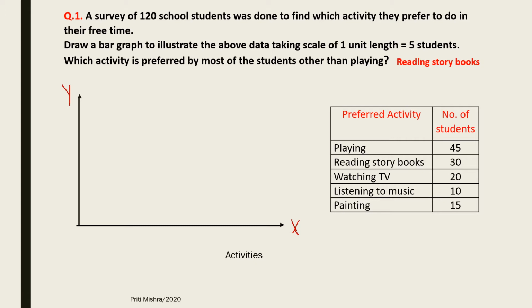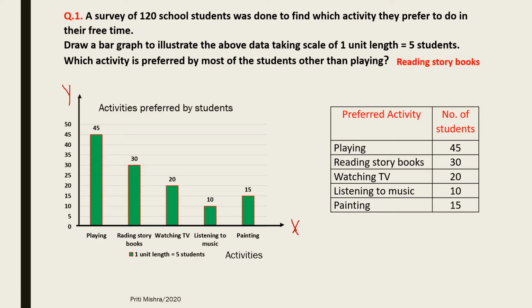Let us start. Unit length is 5 students. So here we have 5, 10, 15, 20, 25, 30, 35, 40, 45 and 50. And now you have to show activities. Number of students we have shown on the y-axis, and here we have completed this bar graph. Draw it neatly. This distance must be uniform. The distance between two bars must be uniform.